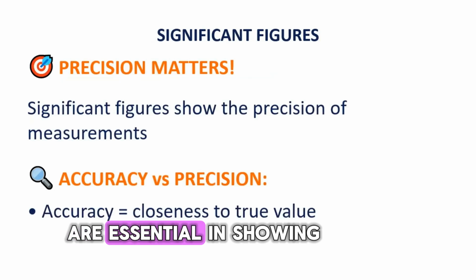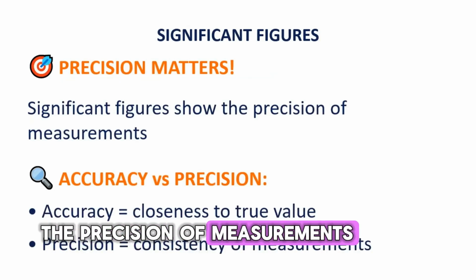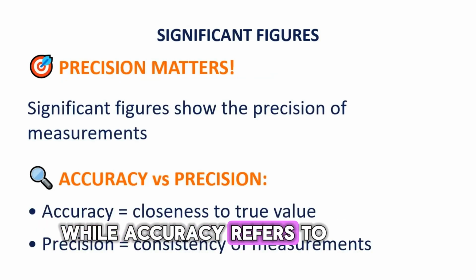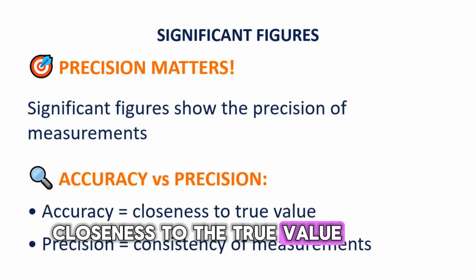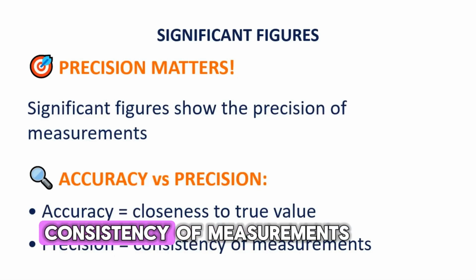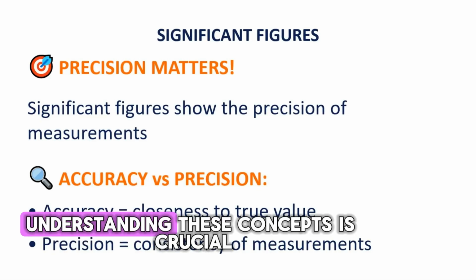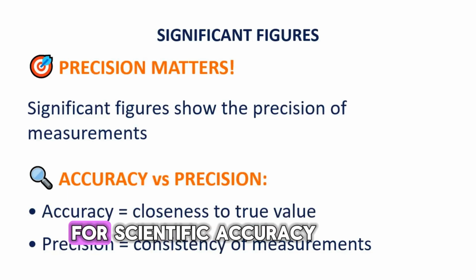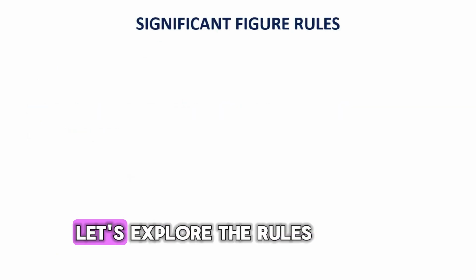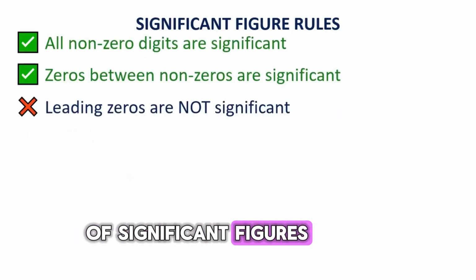Significant figures are essential in showing the precision of measurements. While accuracy refers to closeness to the true value, precision is about the consistency of measurements. Understanding these concepts is crucial for scientific accuracy. Let's explore the rules of significant figures.